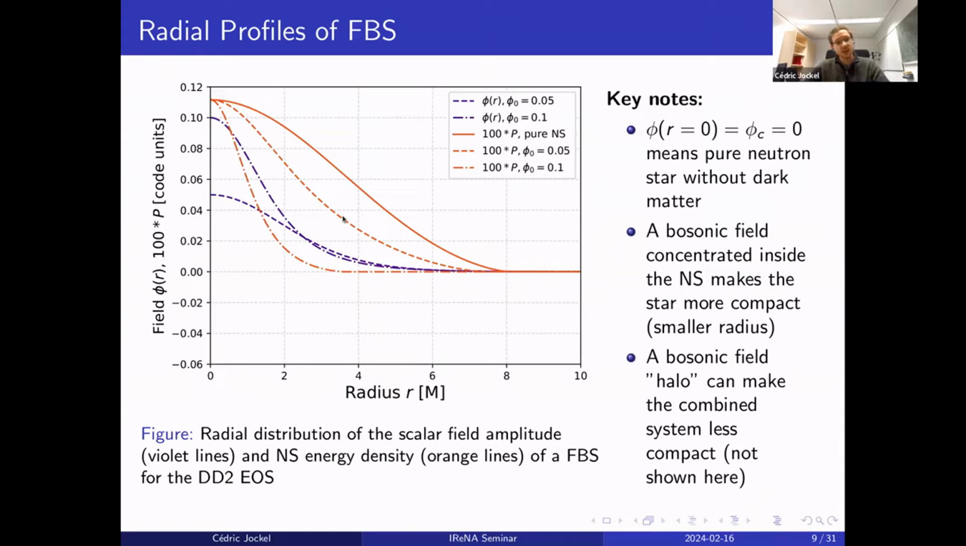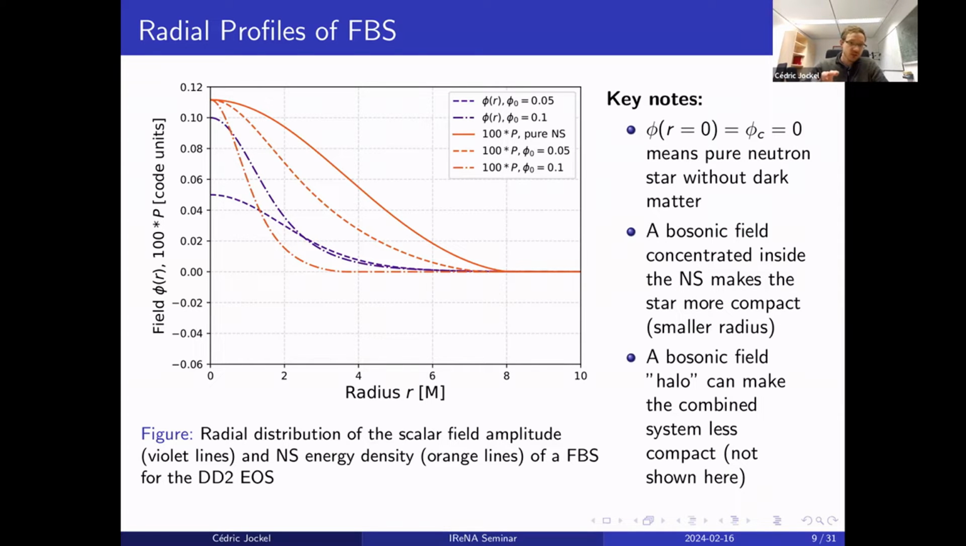Another case is also possible, depending on the mass of your particle. You could also have the scalar field spilling out or being geometrically larger than the neutron star. And then you could have a total system which is actually less compact than before. Right? This could be relevant, for example, if you're looking at neutron stars in a binary system. Then you could have those dark matter clouds of two neutron stars interacting with each other, and then they could change the in-spiral dynamics of binary neutron stars, for example.